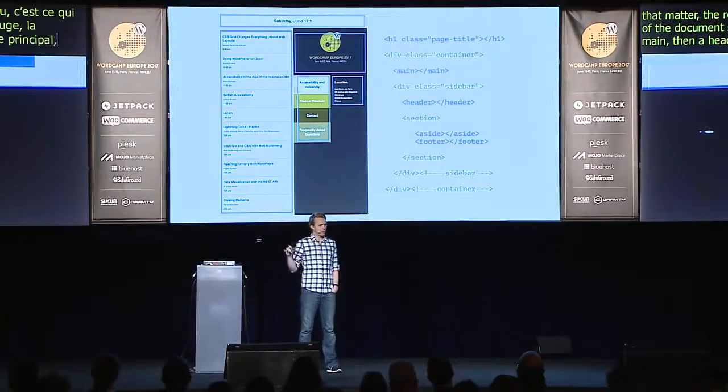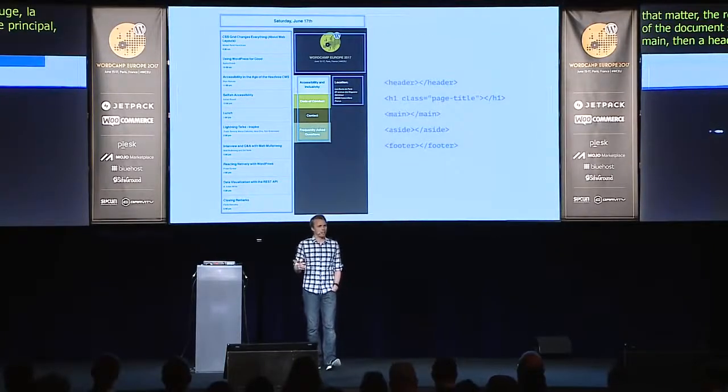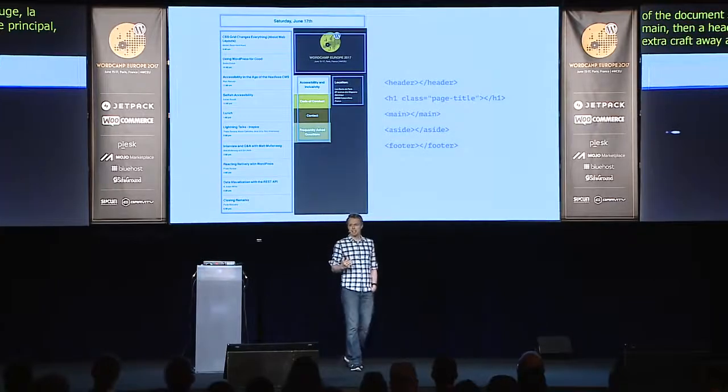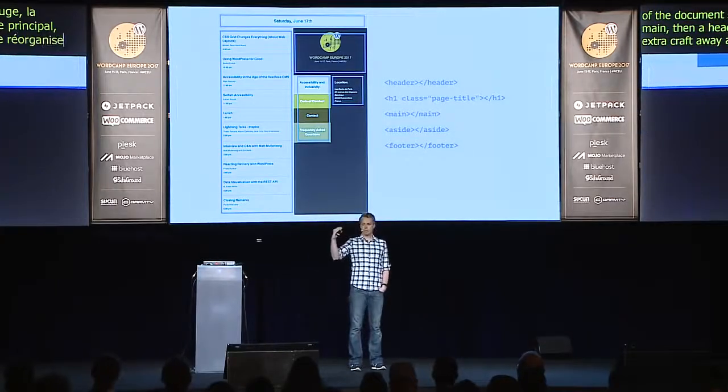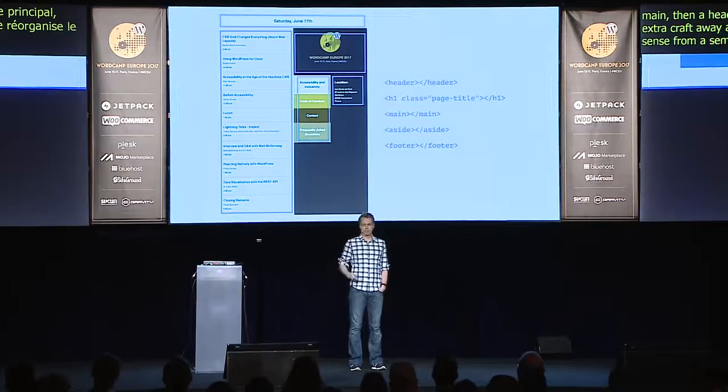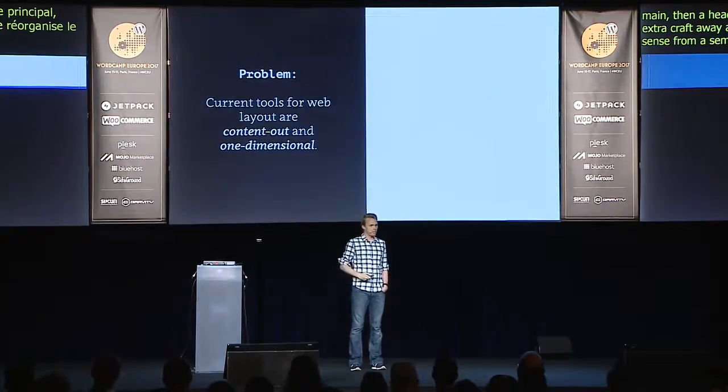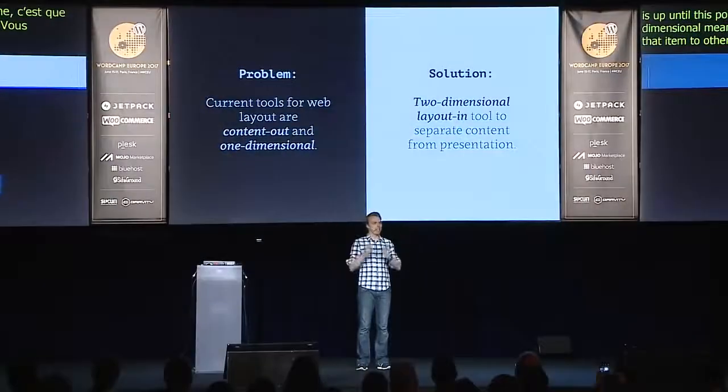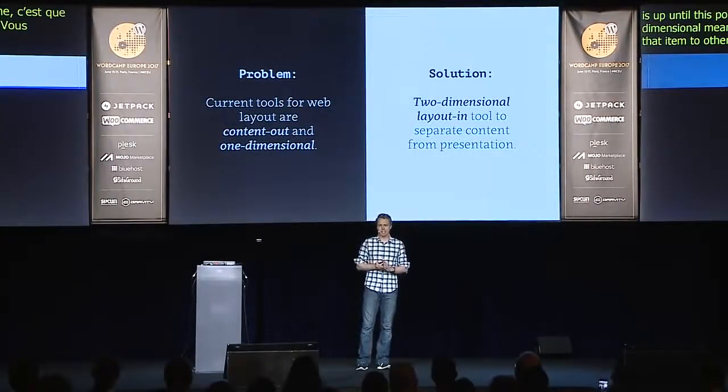If I take all the extra cruft away and reorganize the document, all of a sudden it makes much more sense from a semantic standpoint. Header, h1, main, aside, footer. The problem is, up until this point, all our layout tools have been content out and one-dimensional, meaning you apply a layout to an individual item, and then you have to relate that item to other things. What we need is a two-dimensional layout that works layout in. And that's what CSS Grid gives us.